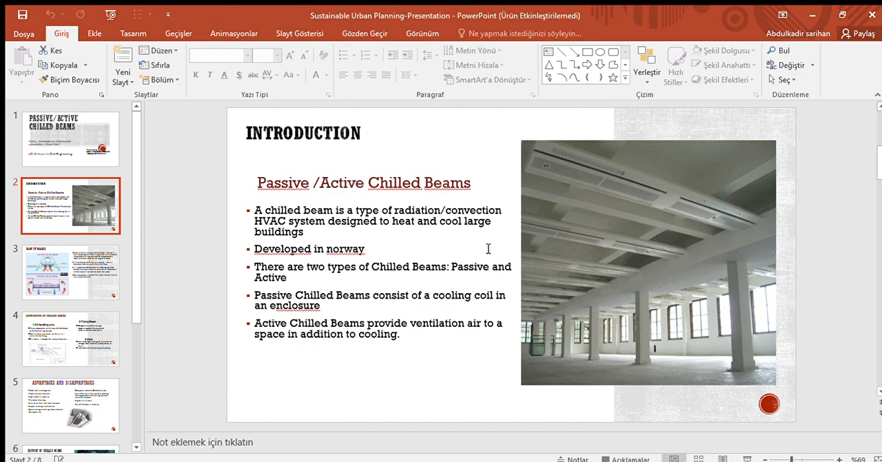What's the difference between them? Active chill beams also have a ventilation system, but passive chill beams have no ventilation system. So if we want to use passive chill beams, we need to have another system for ventilation.